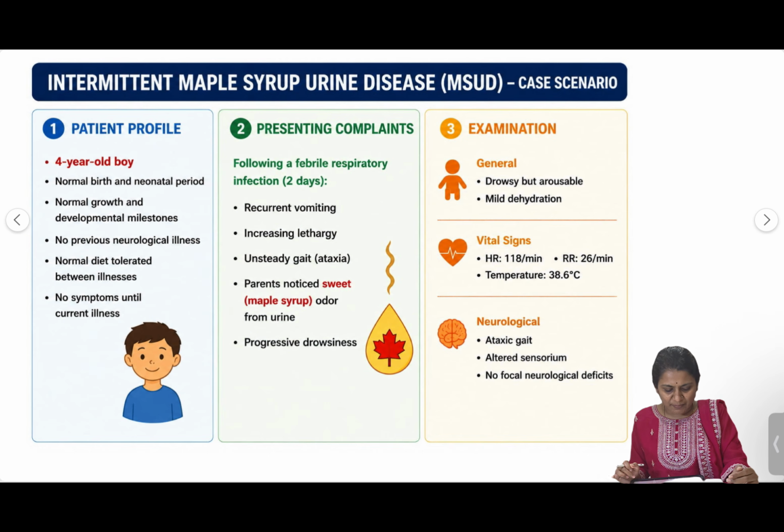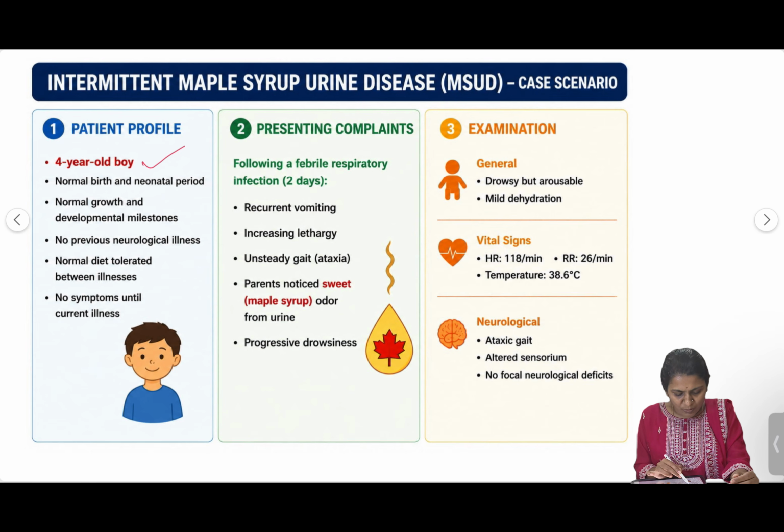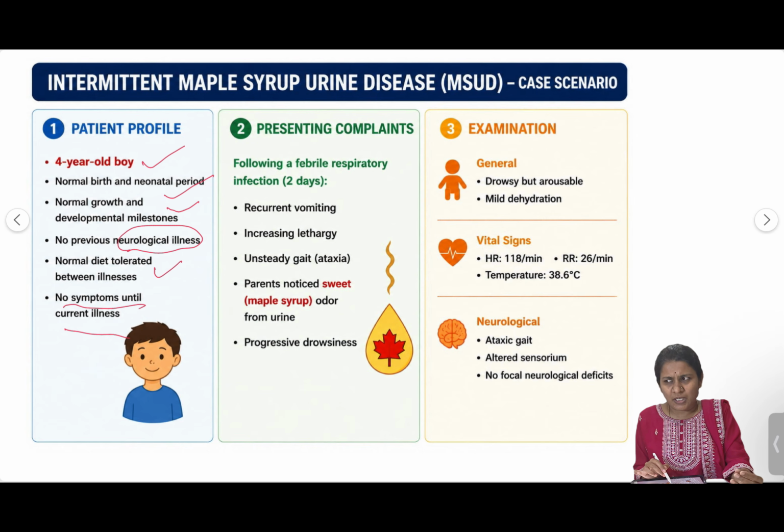Next is the intermittent type. In the intermittent type, the child is perfectly fine. Here there is a 4-year-old child, normal birth, normal neonatal events, growth and development also normal, no previous neurological illness. The child is tolerating the diet well. There are no symptoms until the current illness. But here also there is some acute event, for example, a febrile respiratory infection is the presenting complaint. Suddenly, after 2 days of upper respiratory infection, the child has developed vomiting, increased lethargy, unsteady gait and progressive drowsiness.